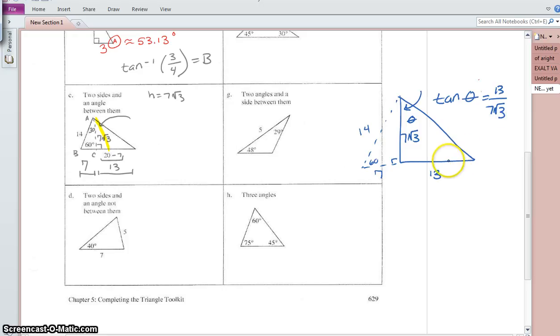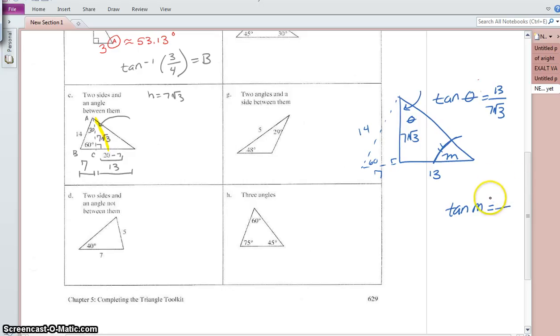And I can even use tangent of some other unknown angle, 7 radical 3 over 13. So it's looking like we could make our way all the way around this triangle. So go ahead and push those buttons. What is the inverse tangent for the quantity 13 divided by 7 radical 3?